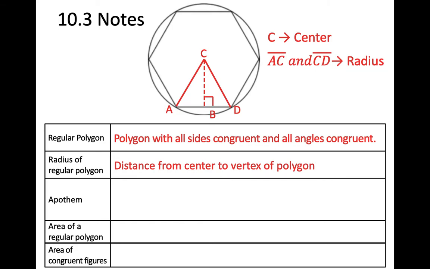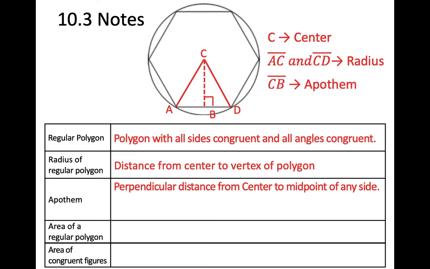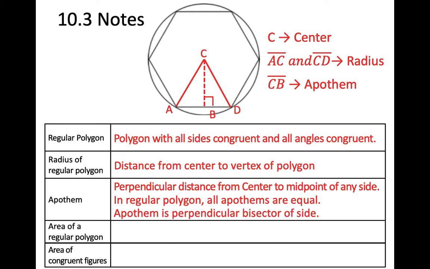Alright, so now we can put in our notes the definition of apothem. Apothem is the perpendicular distance from the center to the midpoint of any side. There's the example right there, CB is the apothem. In a regular polygon, all apothems are equal. And the apothem is the perpendicular bisector of a side. Those are all true about apothems.